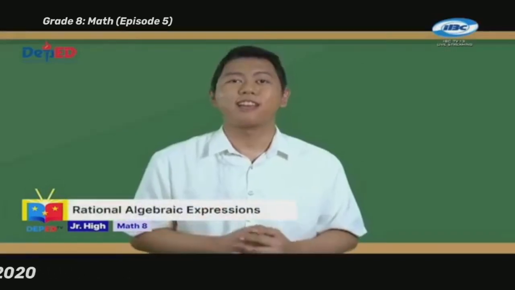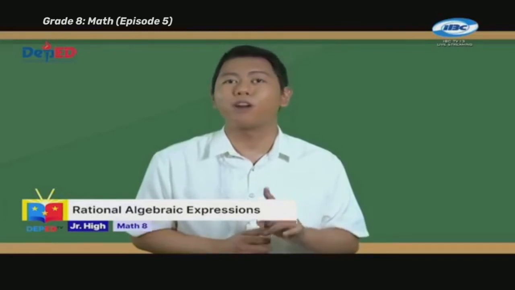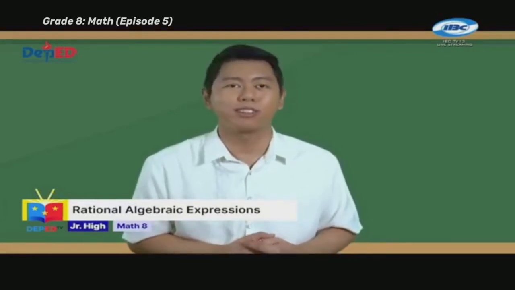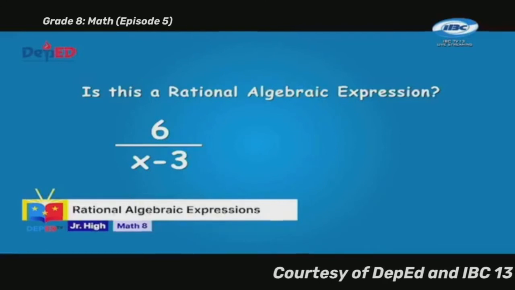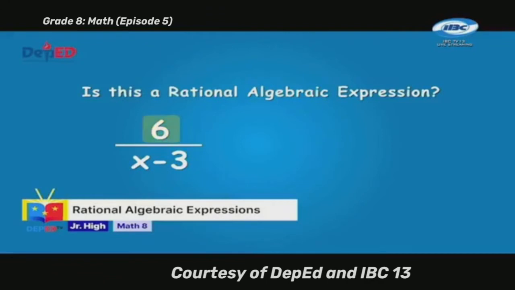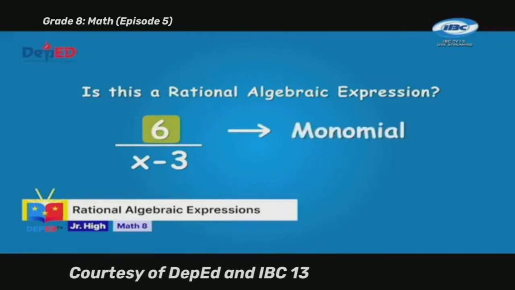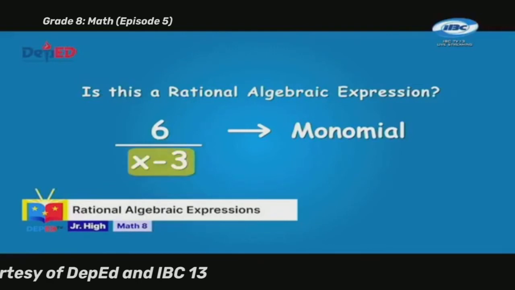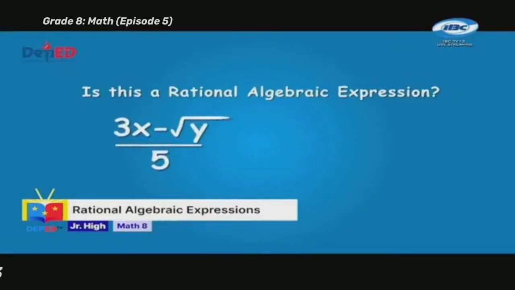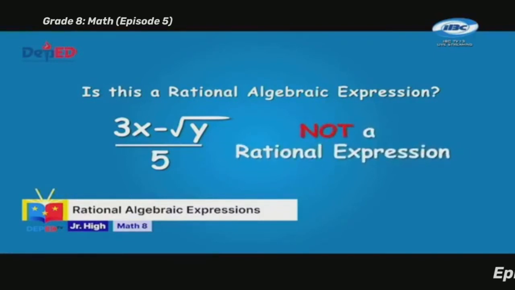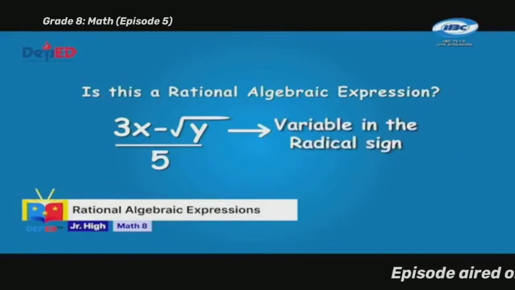In this exercise, let us determine which of the following is a rational algebraic expression. Is 6 over x minus 3 a rational algebraic expression? Yes, it is. Since 6 is a monomial with a constant, and x minus 3 is a binomial. How about 3x minus the square root of y all over 5? It is not, since the numerator contains variable in the radical sign.